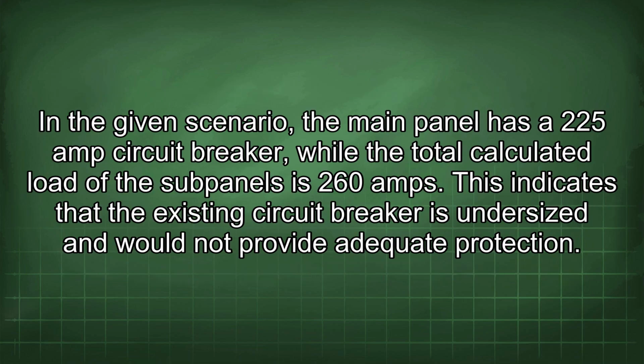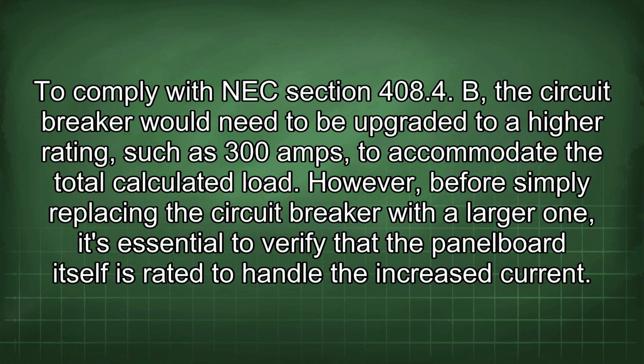In the given scenario, the main panel has a 225 amp circuit breaker, while the total calculated load of the subpanels is 260 amps. This indicates that the existing circuit breaker is undersized and would not provide adequate protection. To comply with NEC section 408.4 B, the circuit breaker would need to be upgraded to a higher rating, such as 300 amps, to accommodate the total calculated load.